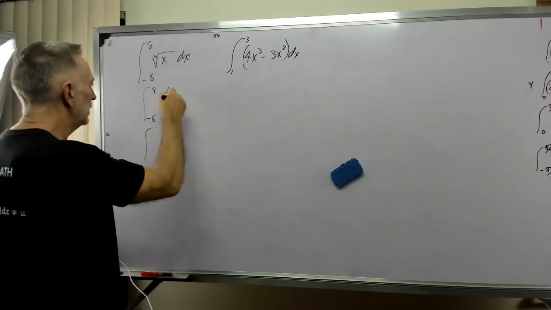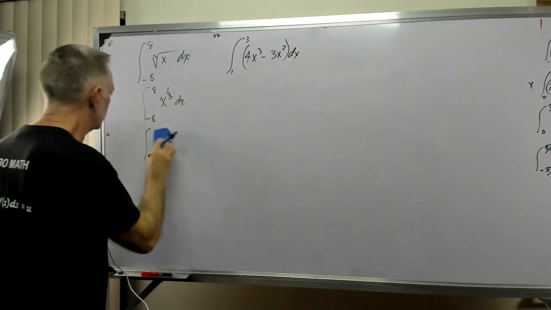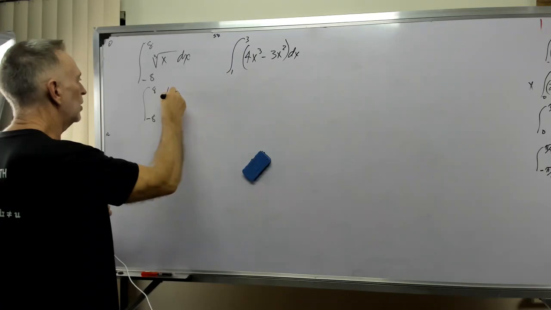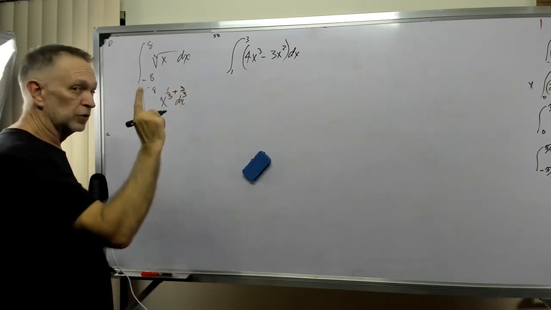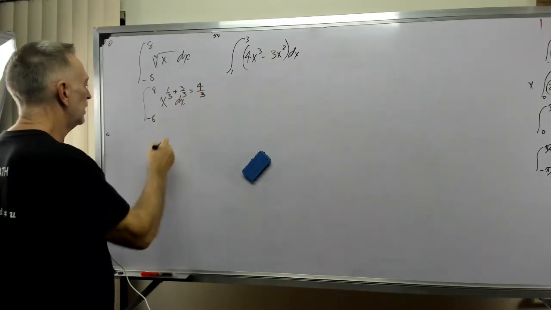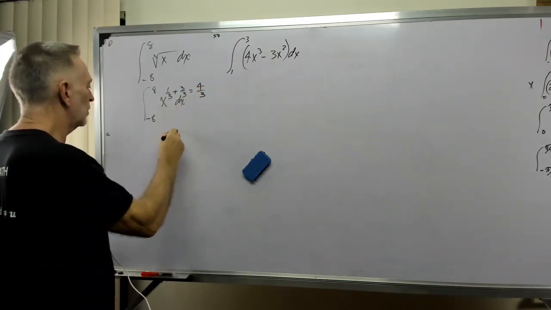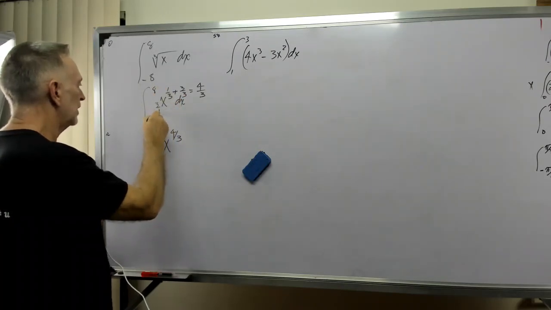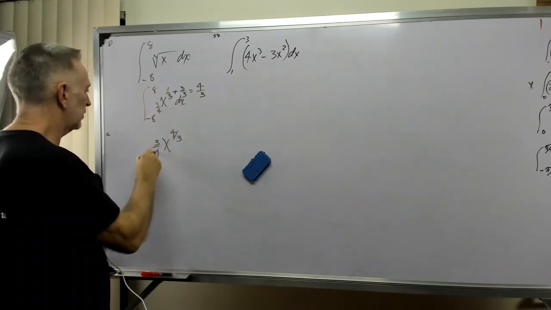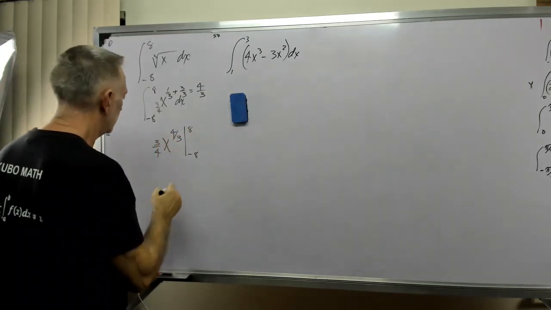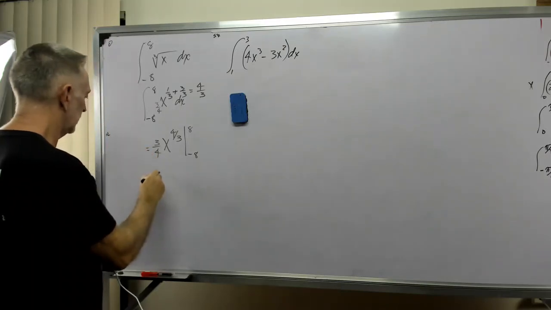Well, I don't need this integral sign, we'll just do it up here. So x to the 1/3 plus 3 over 3, which is 1. So we're adding 1, that equals 4 over 3. So I have x to the 4/3. Now I'm dividing by that, so I'd have to divide by 3/4. And that's going to be from negative 8 to 8.